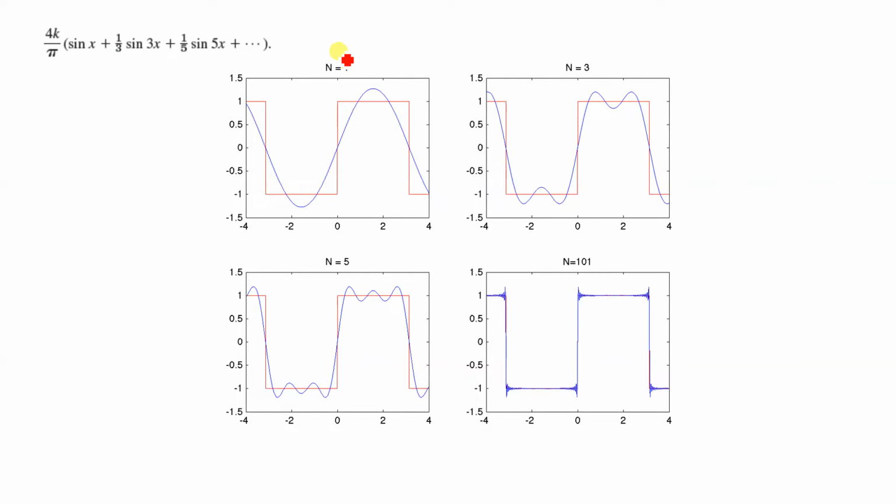here we go. If n is 1, that is the graph of S1. If n is 3, that is the graph of S3, which we have already seen in the previous slide. If n is 5, that is the graph of S5. And if n is 101, that is the graph of S101. So you can see that it approximately gives the same function which we intended to approximate through the Fourier series.